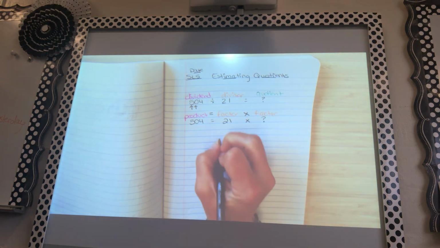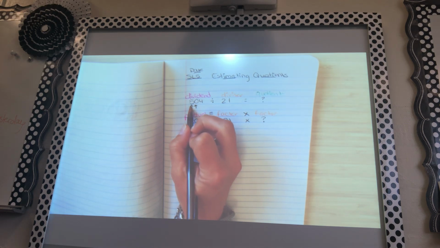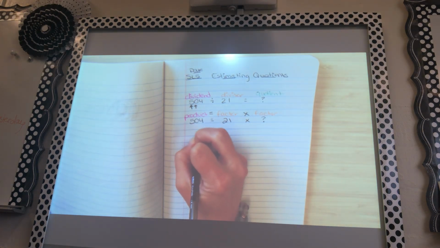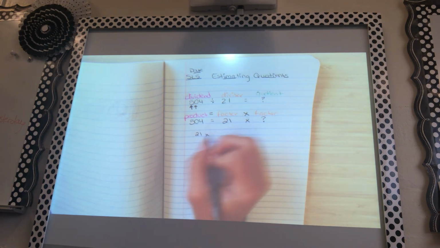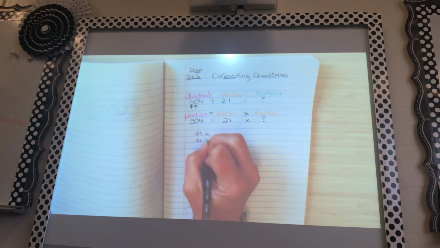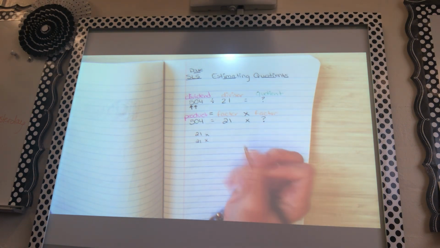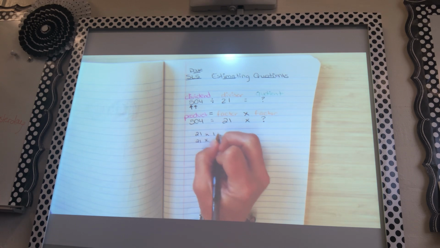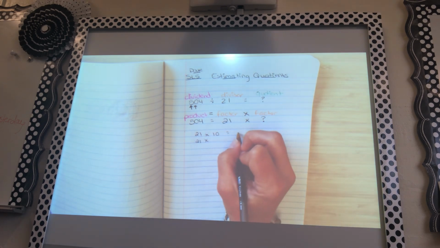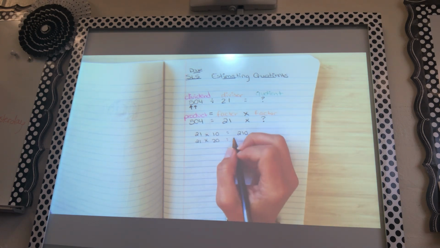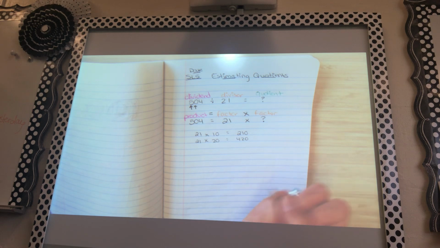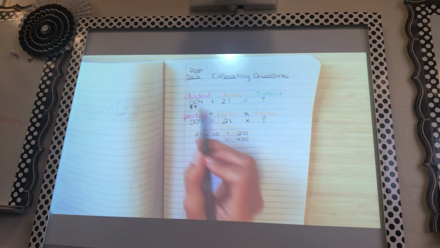So inverse operations helps us in checking our work, but it's also helping us in estimating our quotients. Since I'm starting in the tens place, I'm going to make a list with compatible numbers. So 21 is my factor, or also my divisor, and I'm going to think, what can I multiply 21 by? I have to start in the 10, so I'm going to start with 10. 21 times 10 would be 210. And then 21 times 20 would be 420.